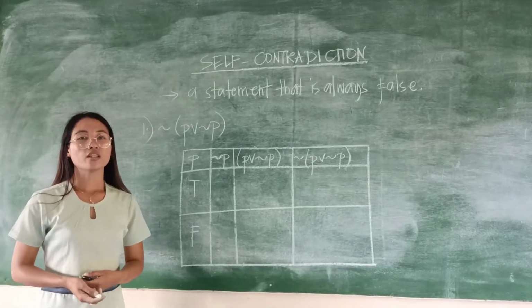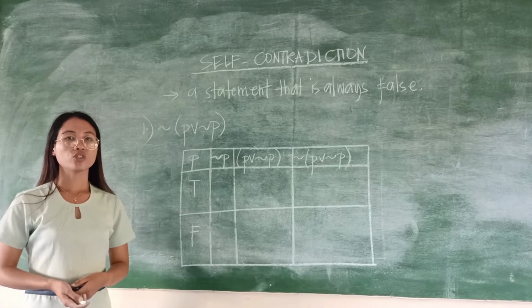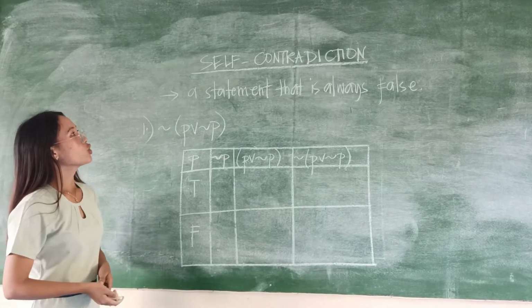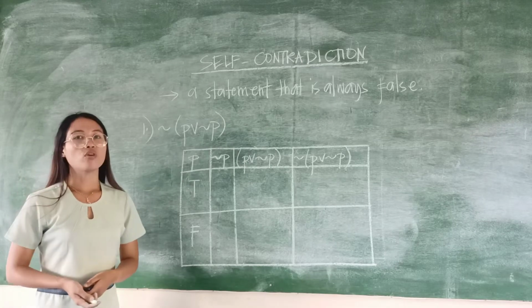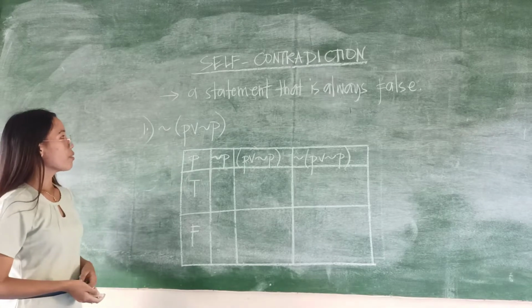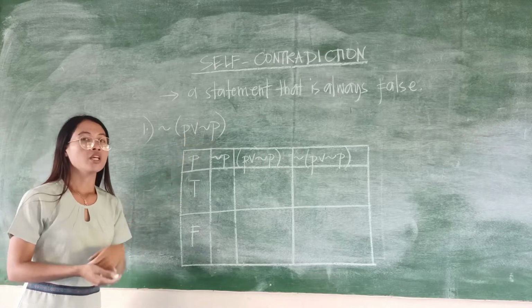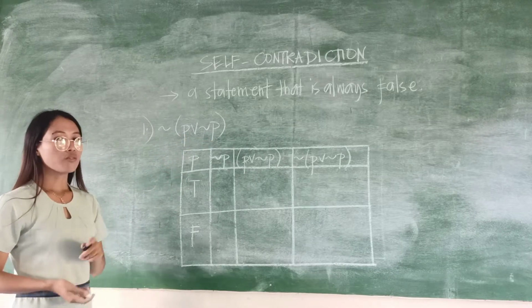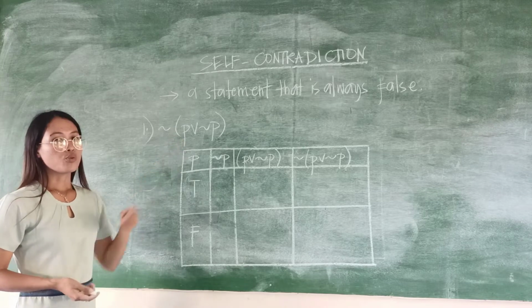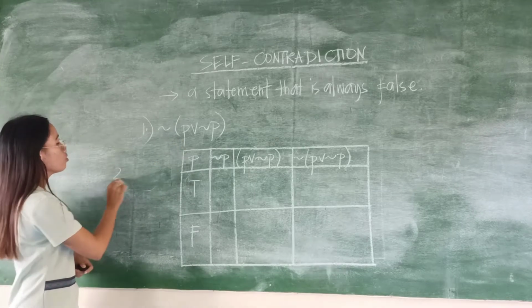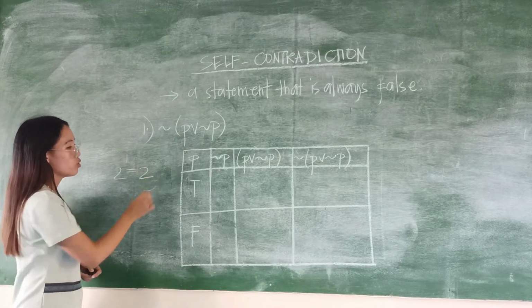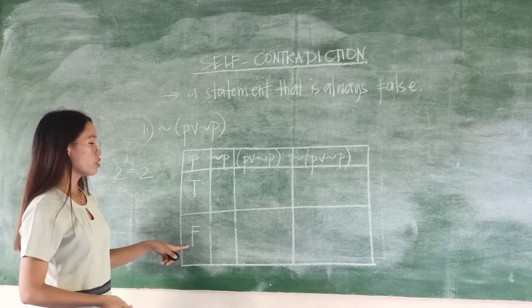Let's proceed to our second topic, which is the self-contradiction. Self-contradiction, a statement that is always false. So let's have an example. Negation, open parenthesis, P or negation P. So in this example, we only have one statement, which is P. So our number of rows will be 2 to the power of 1 is equals to 2. So we have 2 rows, 1, 2.